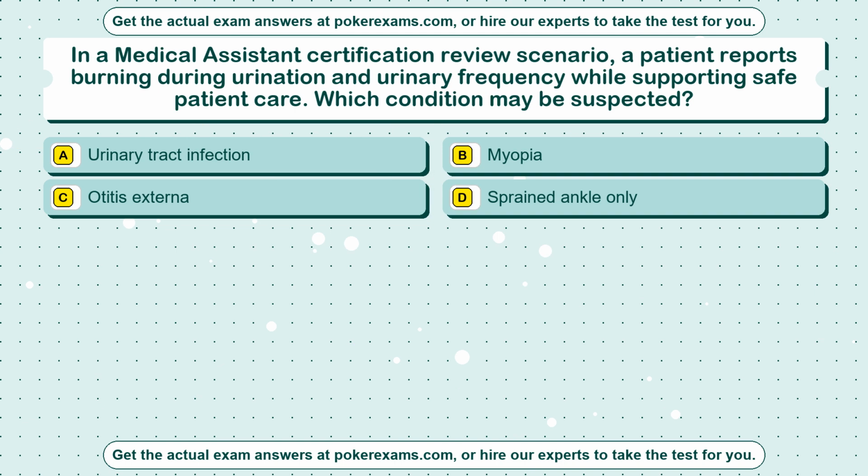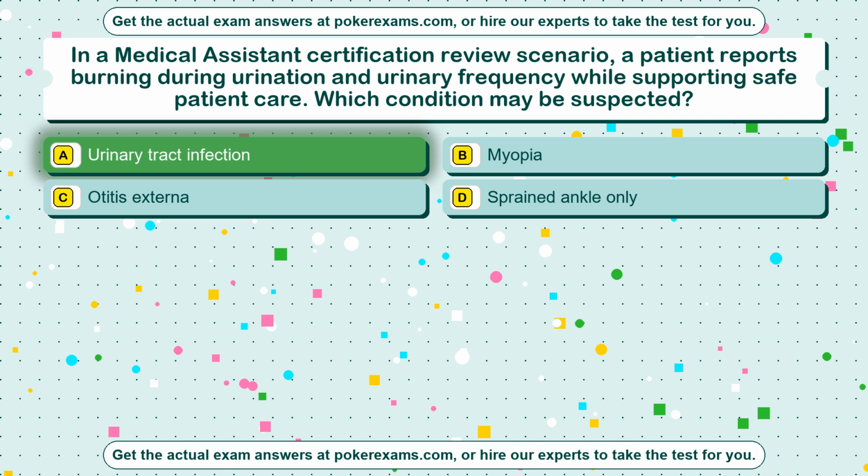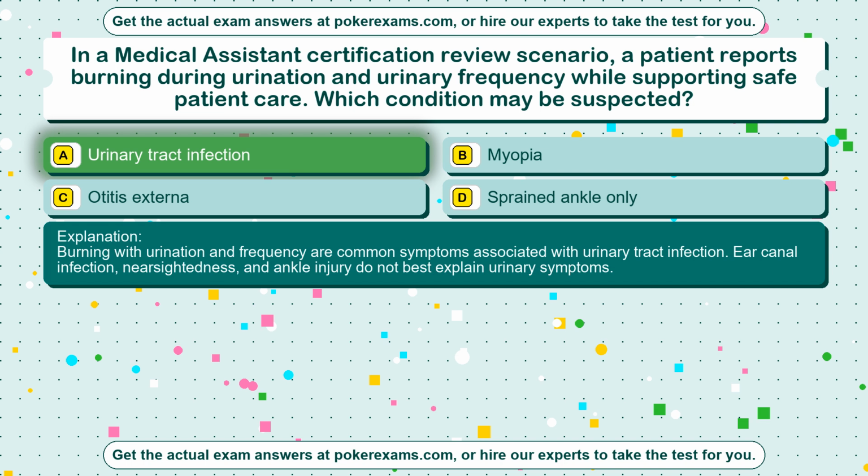Question 62. In a medical assistant certification review scenario, a patient reports burning during urination and urinary frequency while supporting safe patient care. Which condition may be suspected? Option A, urinary tract infection. Option B, myopia. Option C, otitis externa. Option D, sprained ankle only. The correct answer is option A, urinary tract infection. Burning with urination and frequency are common symptoms associated with urinary tract infection. Ear canal infection, nearsightedness, and ankle injury do not best explain urinary symptoms.